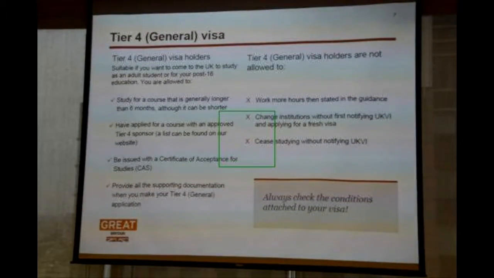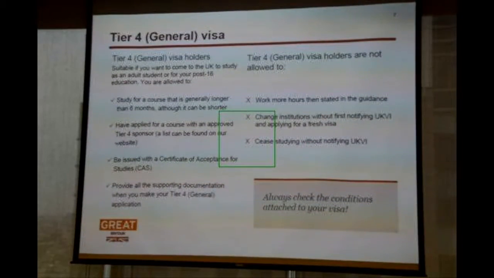Okay? So it is flexible. You are tied to one institution on the visa you have. If you wish to change, you can do that, but you have to get a new CAS, you have to submit the application, and you have to have leave left on your current visa. Okay, so again, that's something which comes up from time to time, but it is a flexible system.